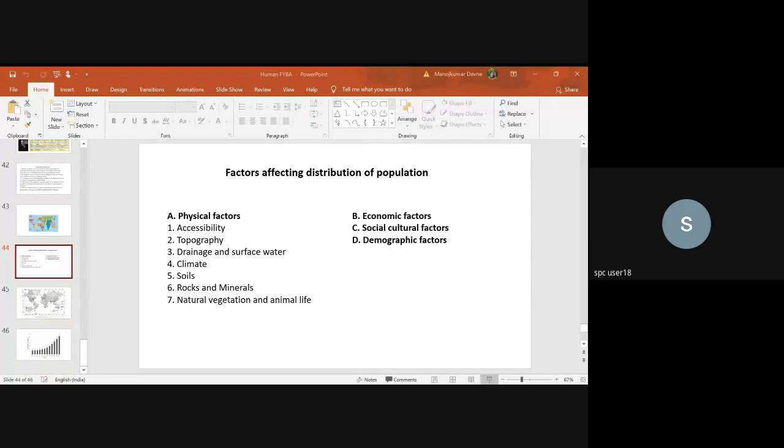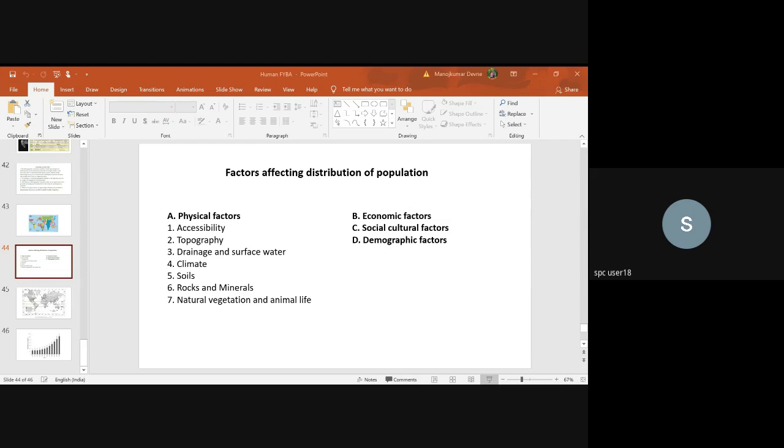They are a few more in number as compared to India is concerned, and only because of their policy in 83. Otherwise, they would have been approaching 2 billion by now. So that's another aspect about it. So these are the factors affecting distribution of population in the worldwide as such.